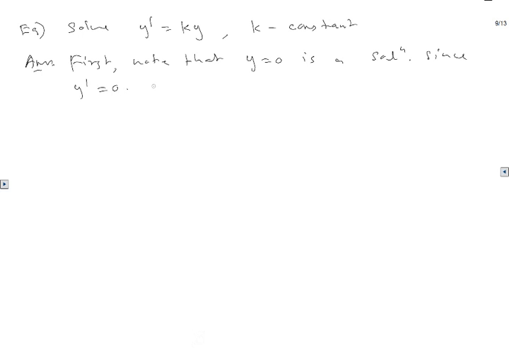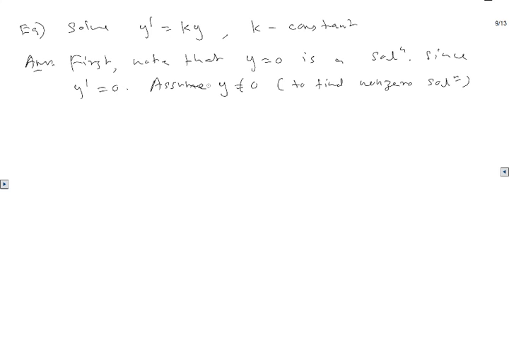Now assume that y is not equal to 0, just to find other solutions. The goal is to find non-zero, or non-trivial, solutions. The zero solution is kind of useless, you can't do much with that. So we assume y not equal to 0.